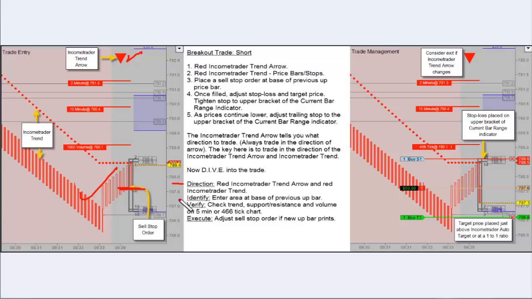Then I want to verify the trend. I want to check my trend. This is where I'll use my 5-minute chart or 466.